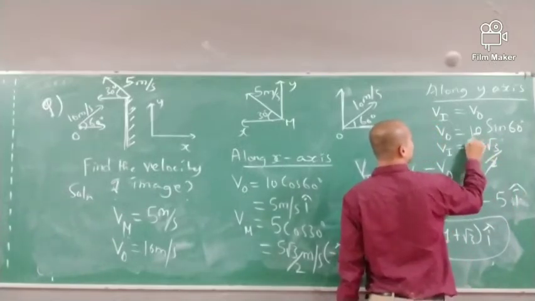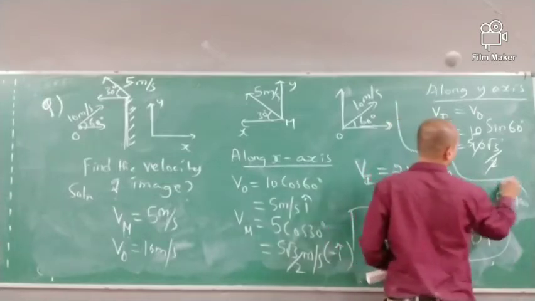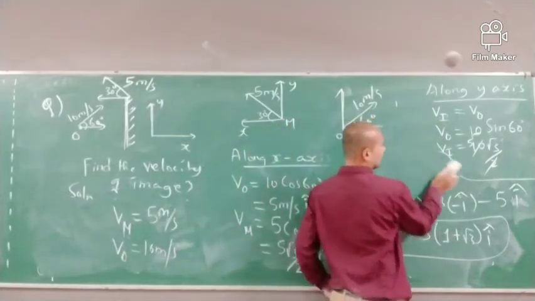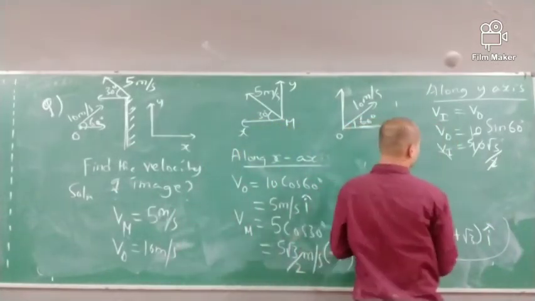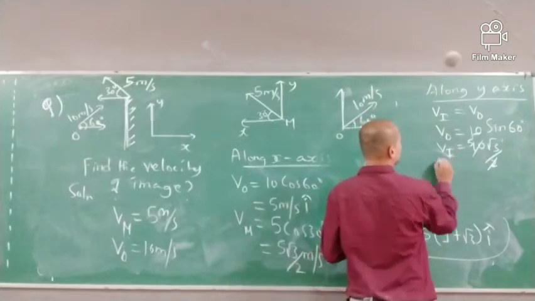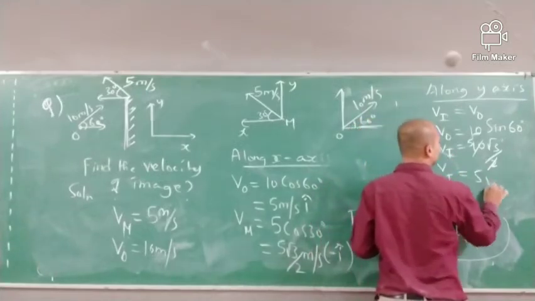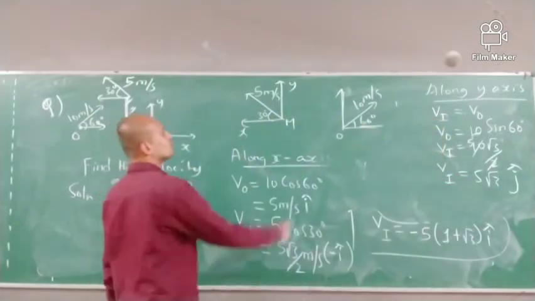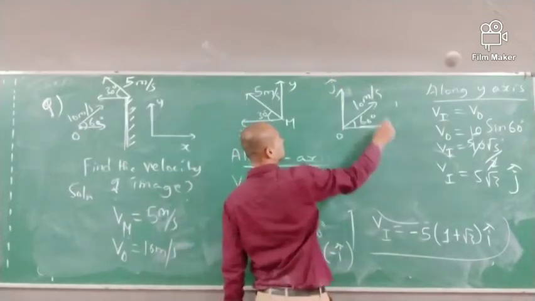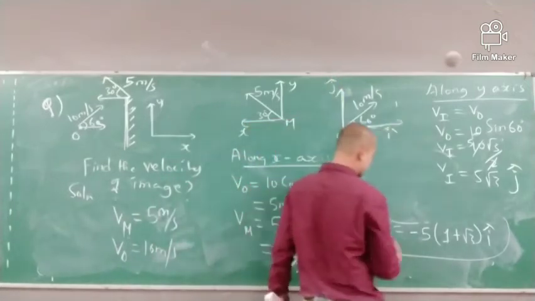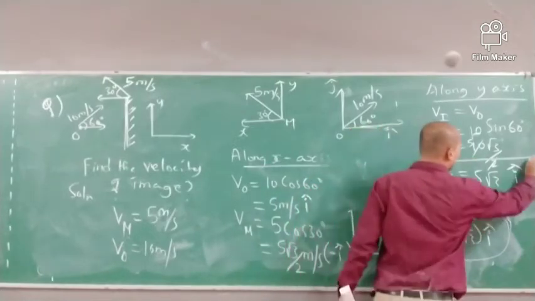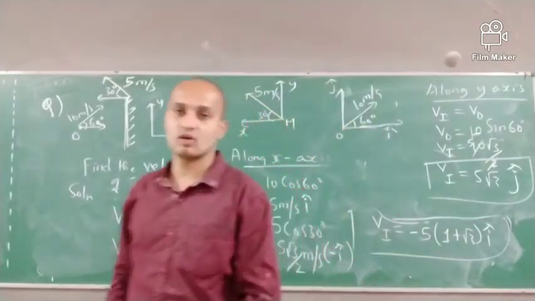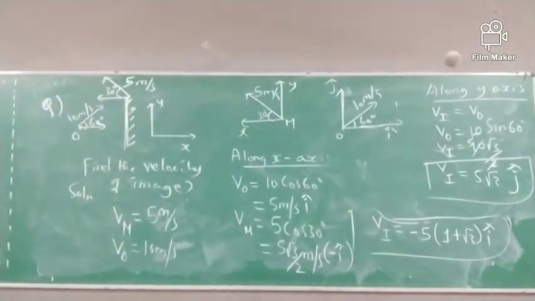2 ones are 2, 2 fives are 10, so cancelling this, I can write velocity of image along y-axis will be 5 root 3 along j cap. Correct now? So this is the velocity of image along y-axis, and this is the velocity of image along x-axis. Very simple.